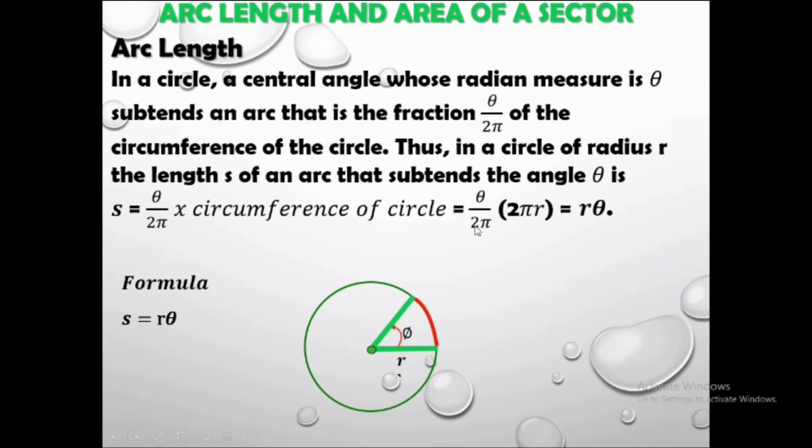So, kinansel dito yung 2 pi kaya siya naging r theta. So, the formula of arc length is S equals r theta. So, ito yung arc length sa circle.